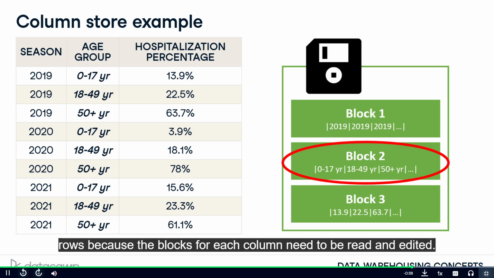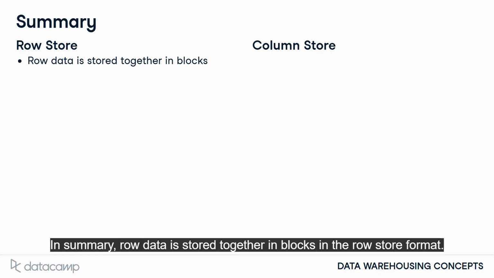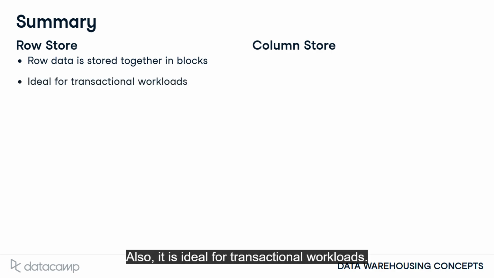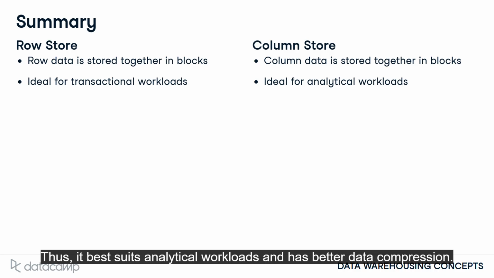The trade-off is that in the row store format, data is stored together in blocks. Also, it is ideal for transactional workloads. However, with column store, entire columns are held together in blocks. Thus, it's best suited for analytical workloads and has better data compression.